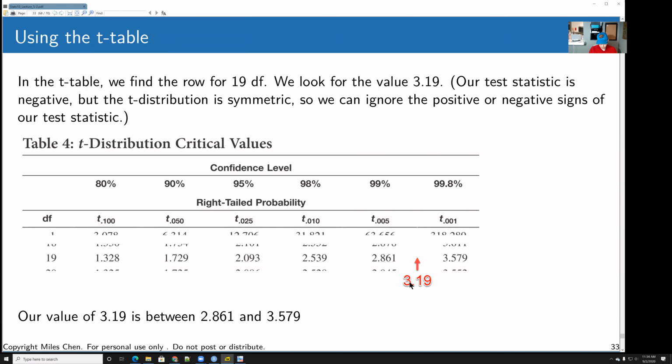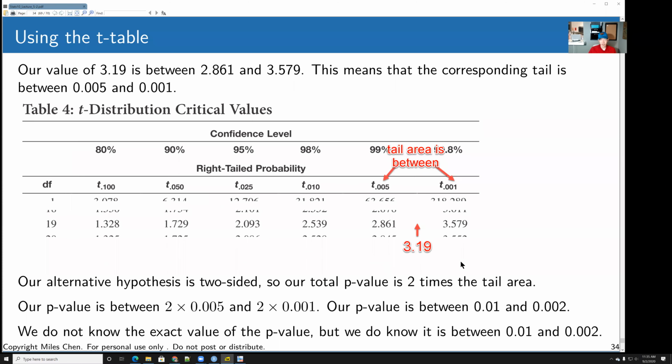So this number 3.19 fits in between 2.861 and 3.579. And so what that means is that the corresponding tail area, right here it says the right tail probability, is going to be in between 0.005 and 0.001. The alternative hypothesis is two-sided, so our total p-value is going to be 2 times our tail area.